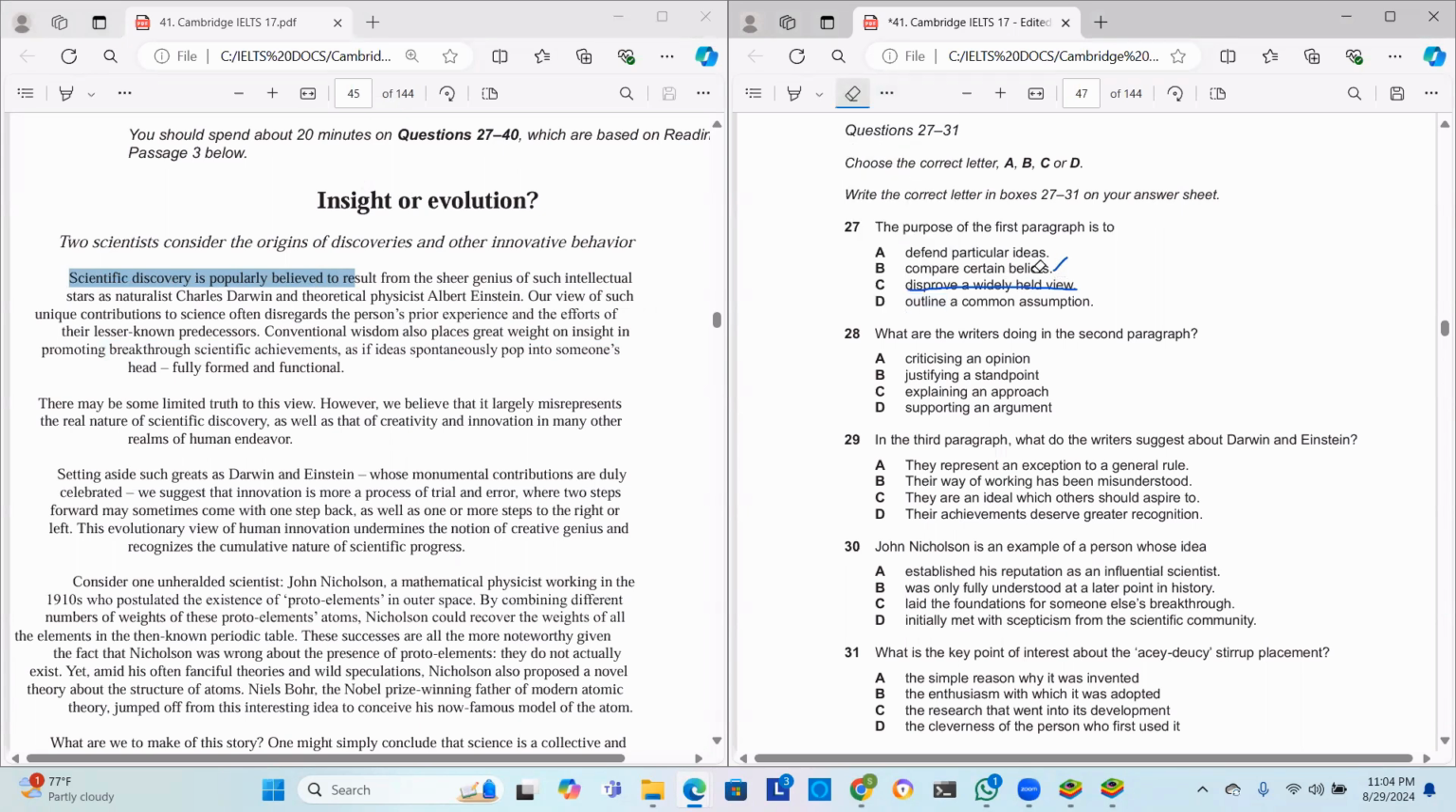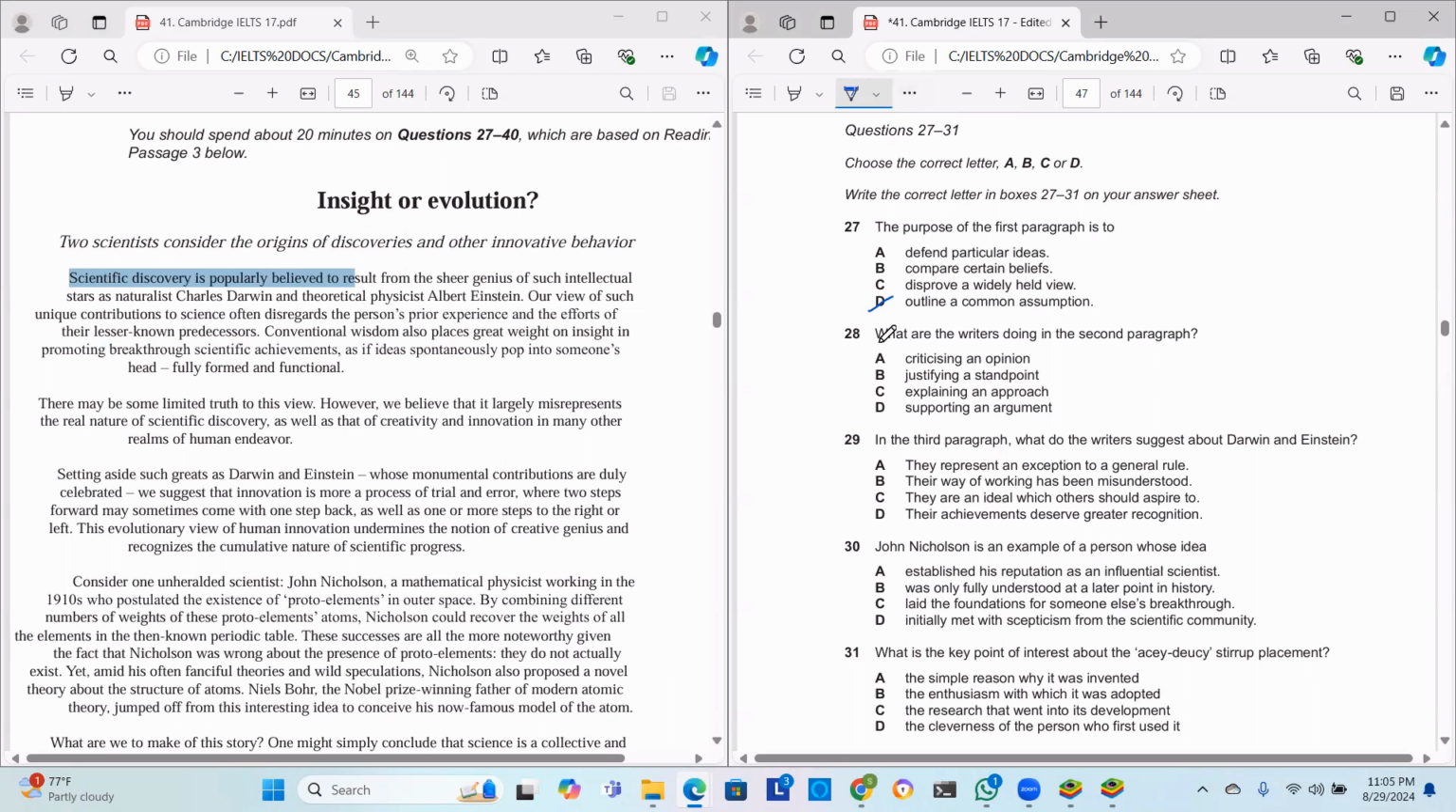So let me just erase this one. And yep, I think D is the right answer, guys. I think yes, D is the right answer. Okay. So yep, I think we are done with the first one.